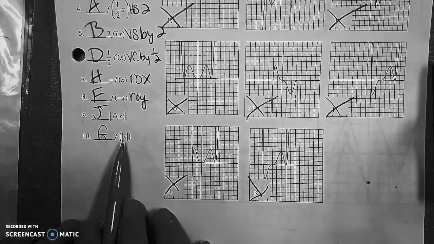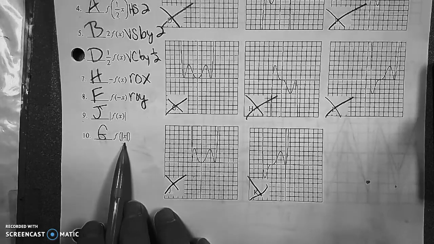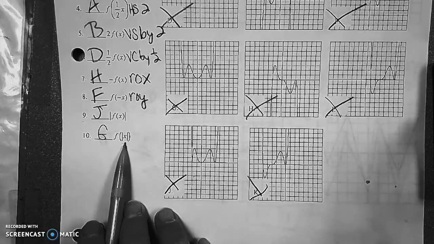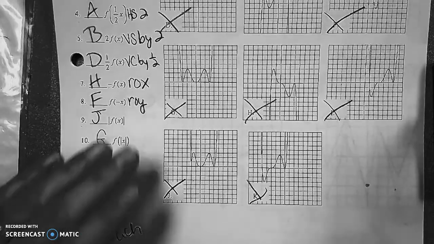Whereas 10, you're taking the absolute value, you're plugging x's in, so you still have the same domain. It's just your negative x's will then have the same y's as your positive x's. So that causes the sides to be mirror images of each other, so that's G.